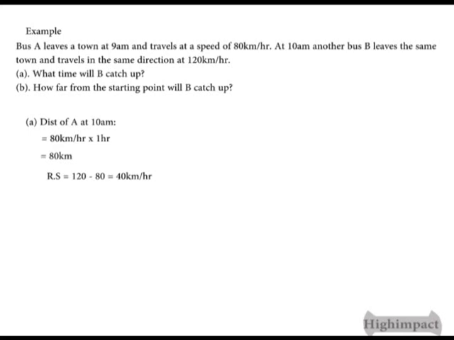So how long will it take it to gain 80 kilometers? Time is equal to distance over speed, that is 80 over 40, giving us 2 hours. So B will catch up with A after 2 hours. What time will that be? We calculate from the time B left the town. That is 10 a.m. plus 2 hours is 12 p.m. So it will catch up at noon.